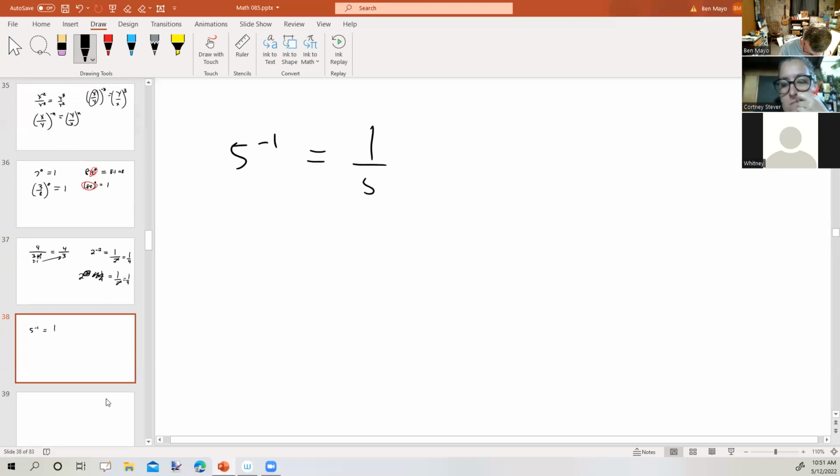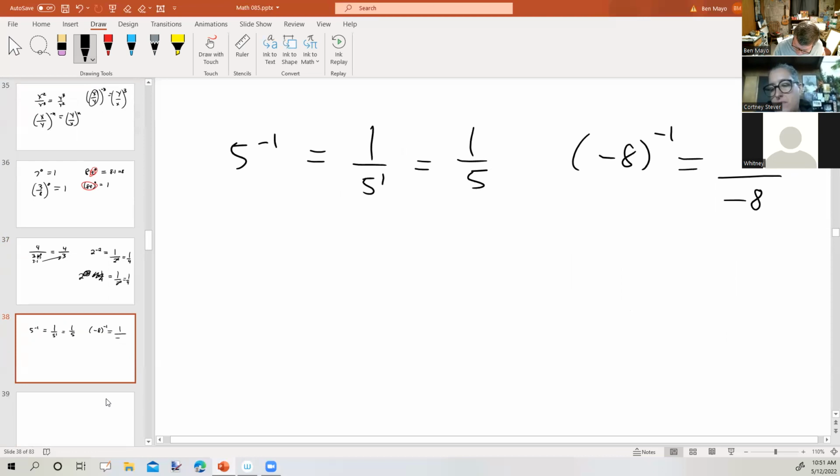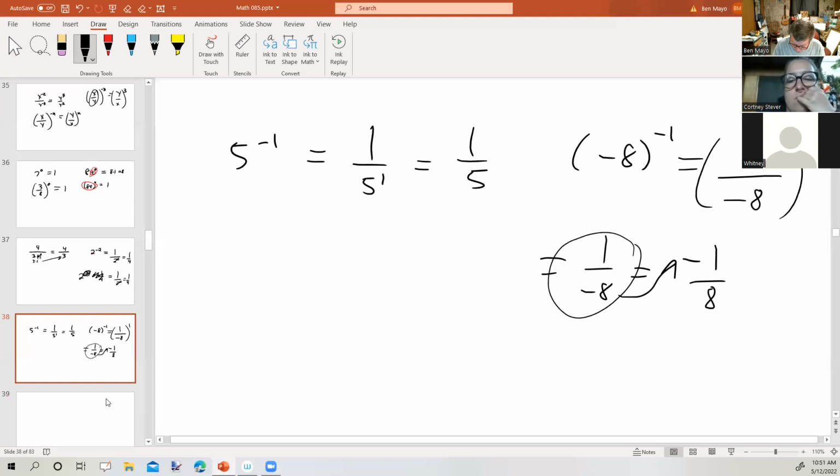So that would be 1 over 5 to the positive 1 power, which you would just write as 1 over 5. How about this? Negative 8 to the negative 1 power. So that would be 1 over negative 8 to the positive 1 power, which is 1 over negative 8, which is negative 1/8. Why did I move the negative sign upstairs? Because we typically don't leave a fraction with a negative sign in the denominator. We either put it in the numerator or out in front of the whole thing. Okay, that should be reviewed, that little ditty there.